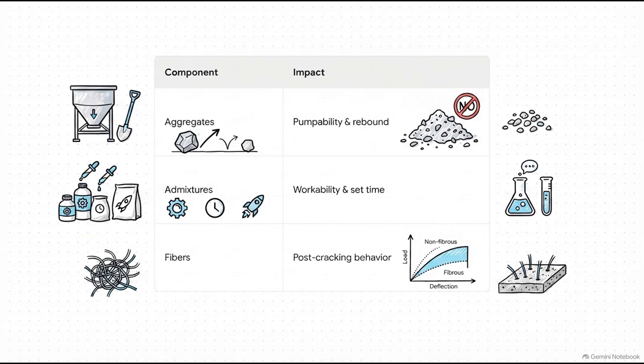Next, we have admixtures. Things like water reducers, retarders, hydration control systems, and accelerators. These can radically change how shotcrete behaves. But they absolutely need compatibility, which is exactly why pre-construction testing is so vital. Finally, fibers. They're great for improving post-cracking behavior and toughness, but they will definitely impact mixing, pumping, and finishing.